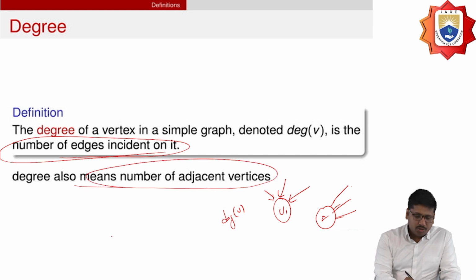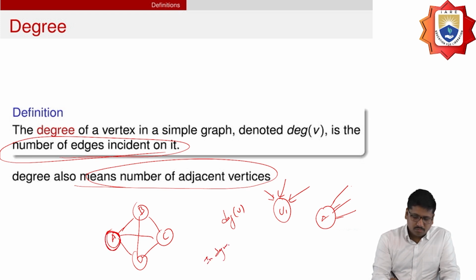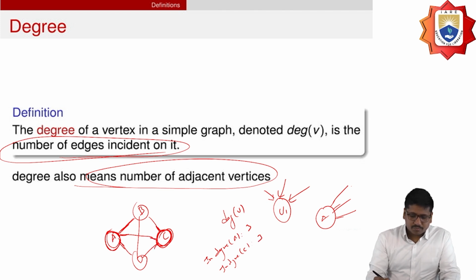Suppose I have a graph like this, with A, B, C and D. So what is the in degree of the vertex here? The in degree is the number of edges that are incident on A, which is 3. So in degree is 3. Similarly for C, it should also be 3.